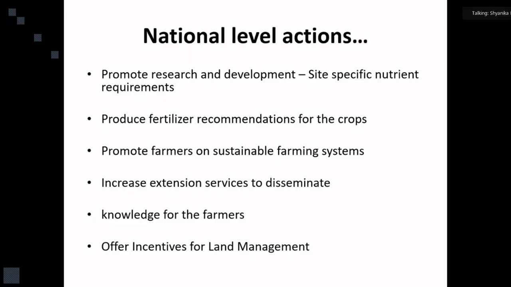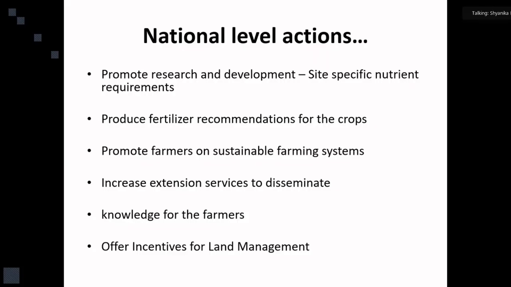And also what the site specific nutrient requirements are, so that the farmer can apply the actual amount of fertilizer according to the crop demand, right? There is some information we have. Those are the research and development areas we can look into, and produce fertilizer recommendations for the different crops.